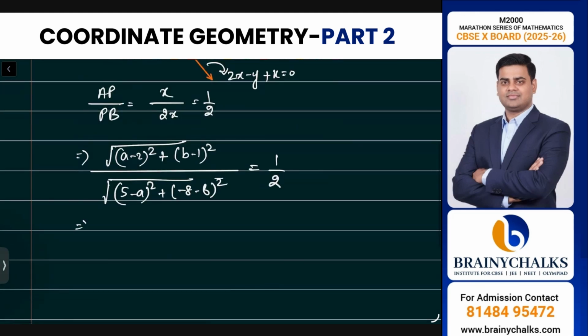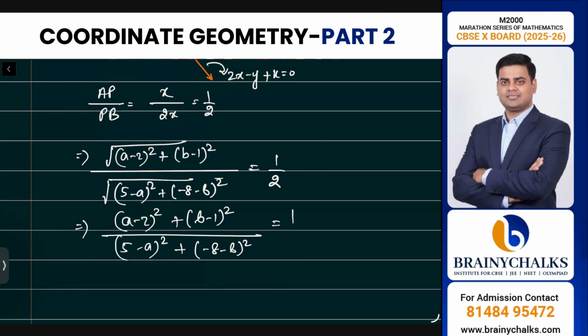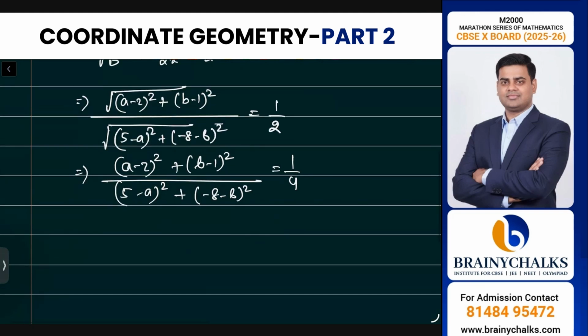Squaring on both sides, I will get (a minus 2) the whole square plus (b minus 1) the whole square, whole divided by (5 minus a) the whole square plus (minus 8 minus b) the whole square, that is equal to 1/4 if I square on both the sides. Now cross multiply. 4 into (a minus 2) the whole square plus 4 into (b minus 1) the whole square is equal to (5 minus a) the whole square plus (minus 8 minus b) the whole square.